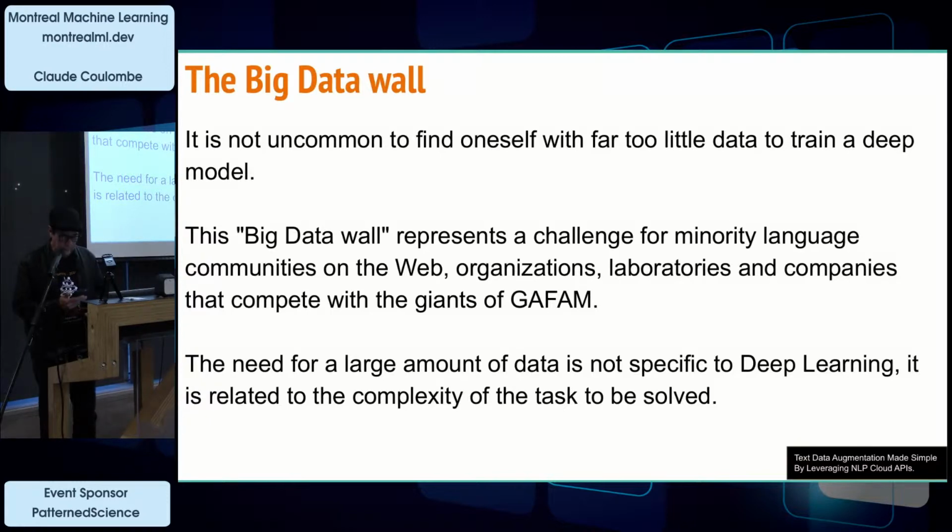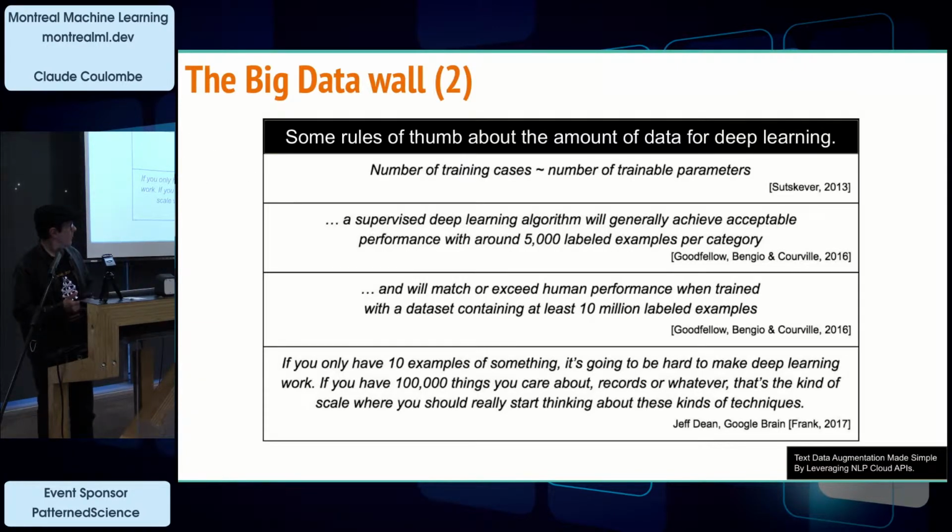That said, the need for a large amount of data is not specific to deep learning. In fact, it's related to the complexity of the task we have to solve. Then there is some rule of thumb about the amount of data for deep learning. It needs about 5,000 labeled data examples per target class to train a model able to achieve acceptable performance, and millions of examples to exceed the human performance.